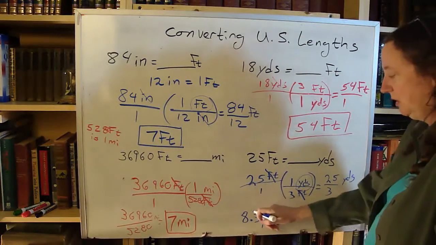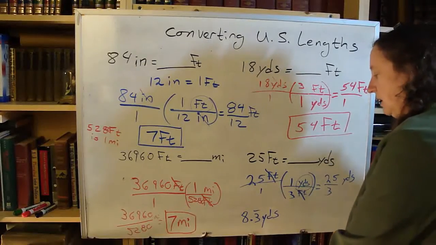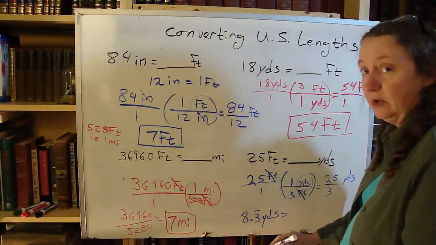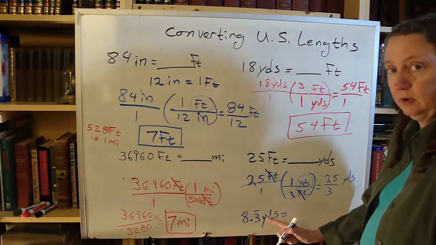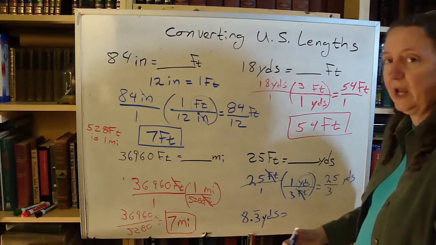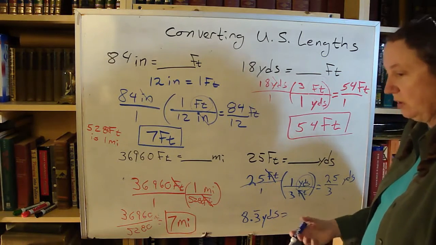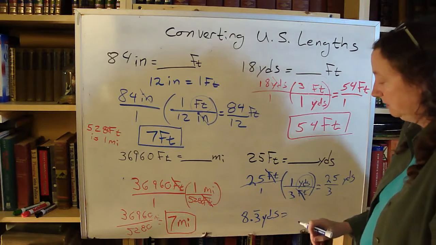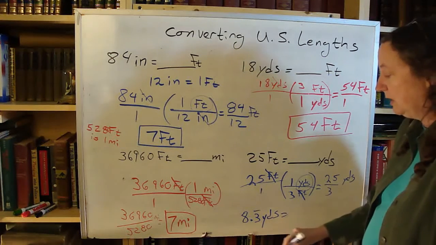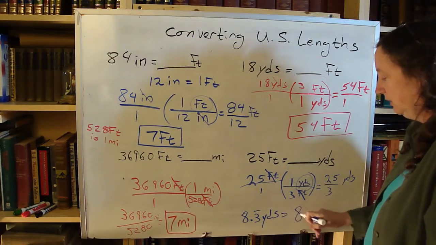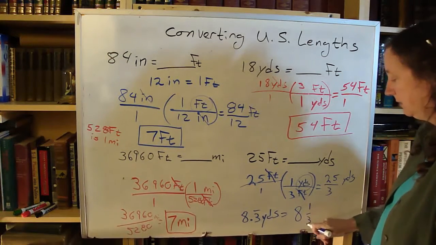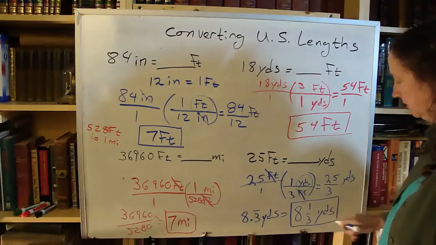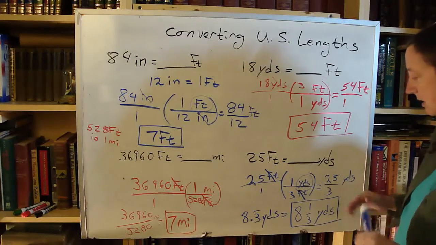The 3 is repeating, so I'm putting the bar over it to tell you that it keeps going on and on and on. If you are allowed to answer it as a decimal number, you can have it as 8.3 or 8.33 yards. If you have to answer this as a mixed number, you want to turn that 0.3 into a fraction. So this would become 8 1/3 yards. And now we're finished.